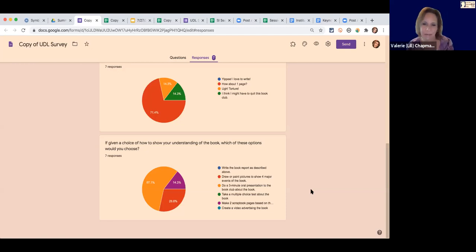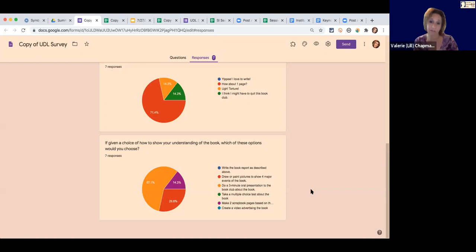Nobody wants to take a test about the book or write the book report as described. Some of you are scrappers, making scrapbook pages. I used to do that a long time ago. And some of you chose that. Nobody chose to create a video advertising the book. That could be a generational thing. My kid is going into 8th grade. He absolutely would have picked that one in a second. Loves making videos.